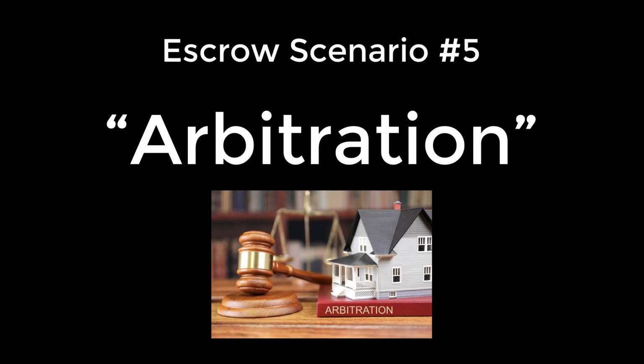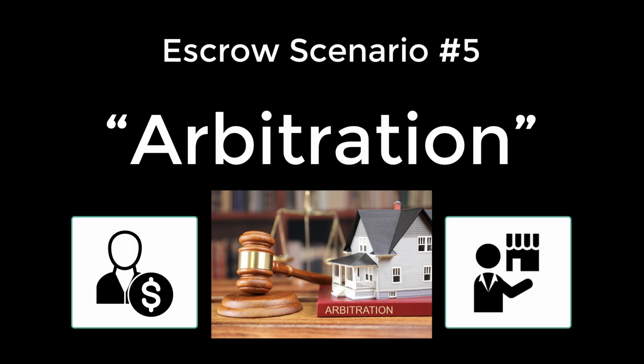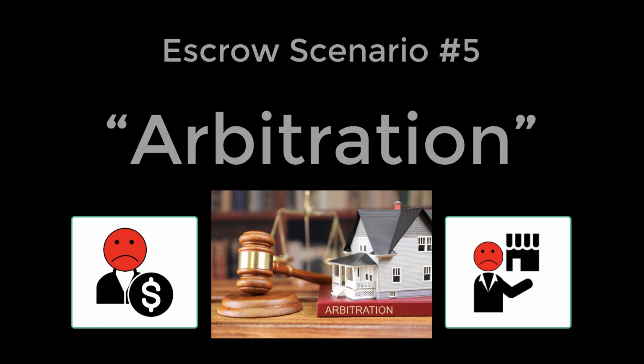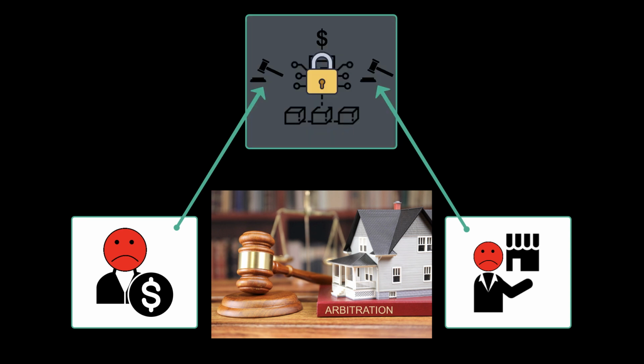Escrow scenario number 5, arbitration. This is the scenario where either the buyer or seller find the agreement going awry for whatever reason and request arbitration on the smart contract. In response to the first party's arbitration request, the other party will also request arbitration. The smart contract is coded to lock the funds inside of it.